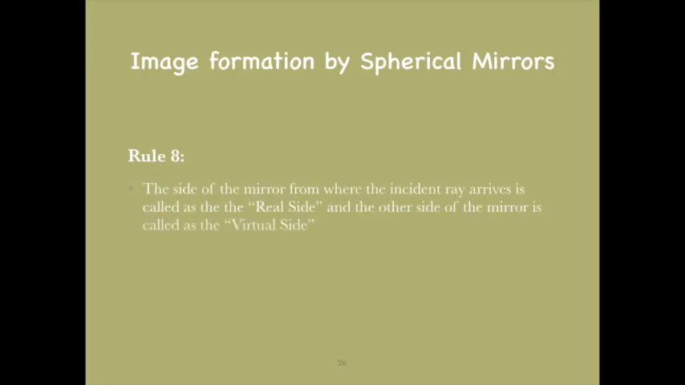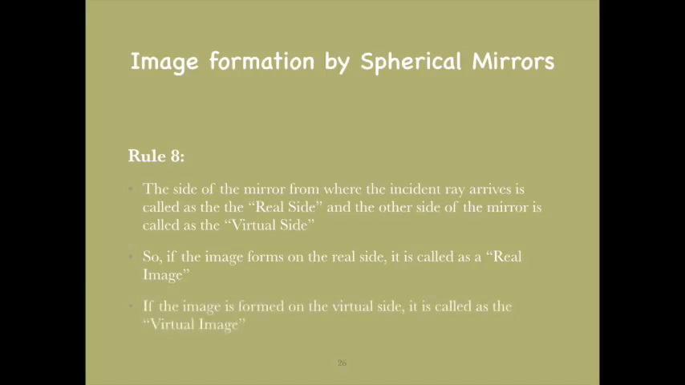So coming to rule number 8, here I will be defining the real side and the virtual side, and the virtual image and the real image. The side of the mirror from where the incident ray arrives is called the real side, and the other side of the mirror is called the virtual side. If the image is formed on the real side, it is called a real image, and if the image is formed on the virtual side, it is called a virtual image.